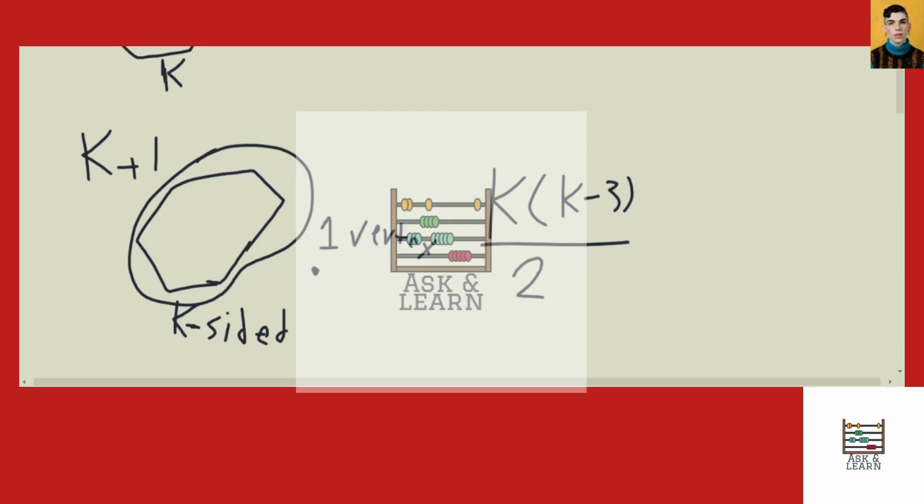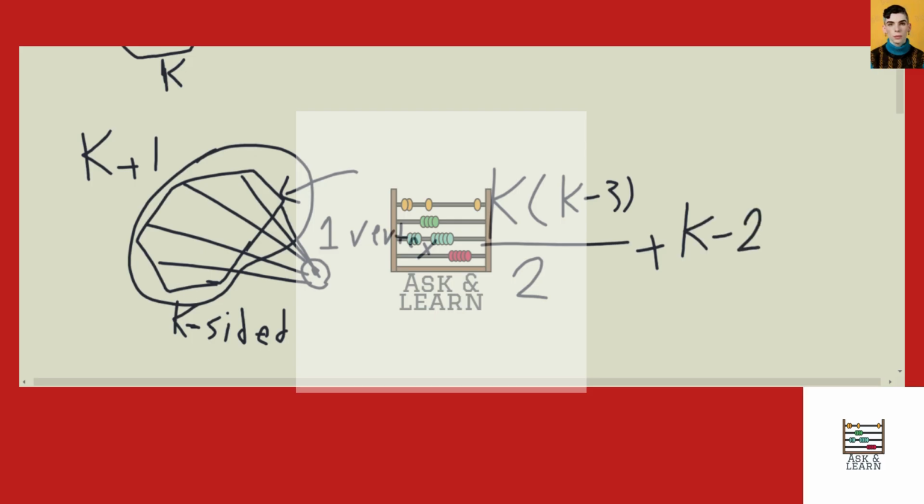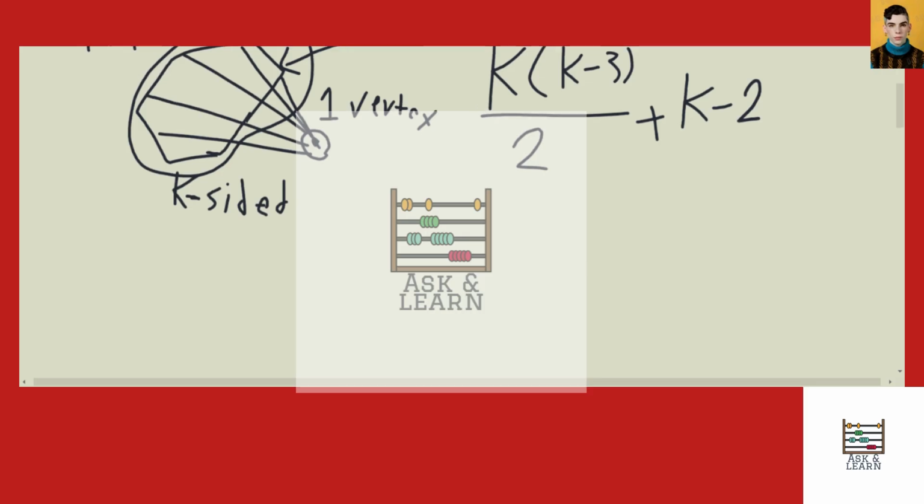But that additional point gives us more diagonals because it can connect to, well, actually not the two closest ones, which are going to become sides. But then it will give me k minus 2 new diagonals. So plus k minus 2. And if I add it together, it's going to be k squared minus 3k plus 2k minus 4.